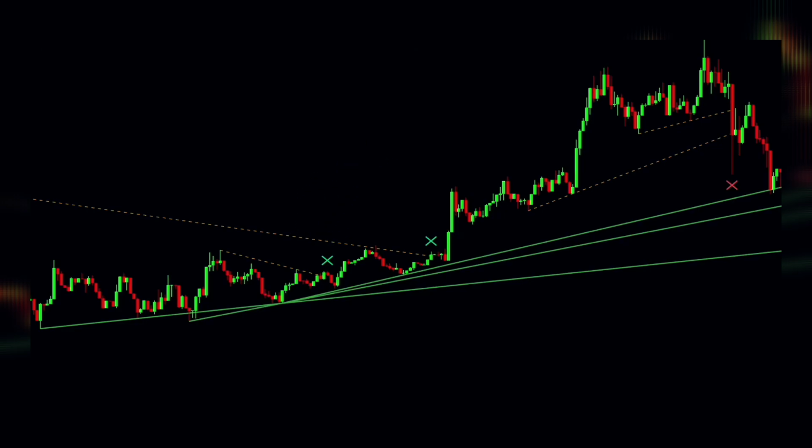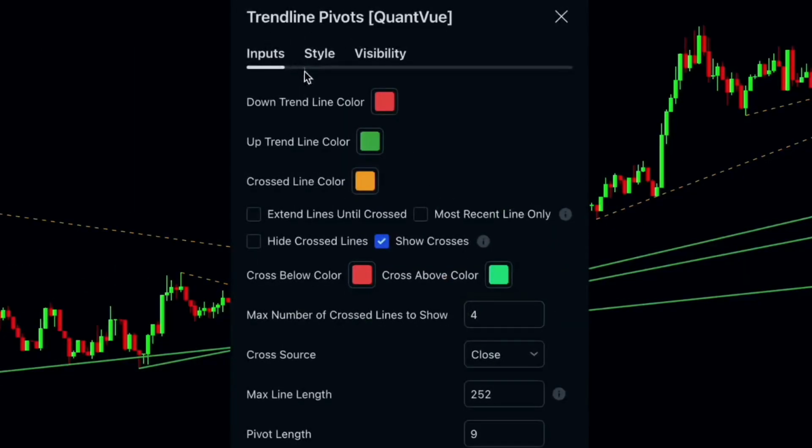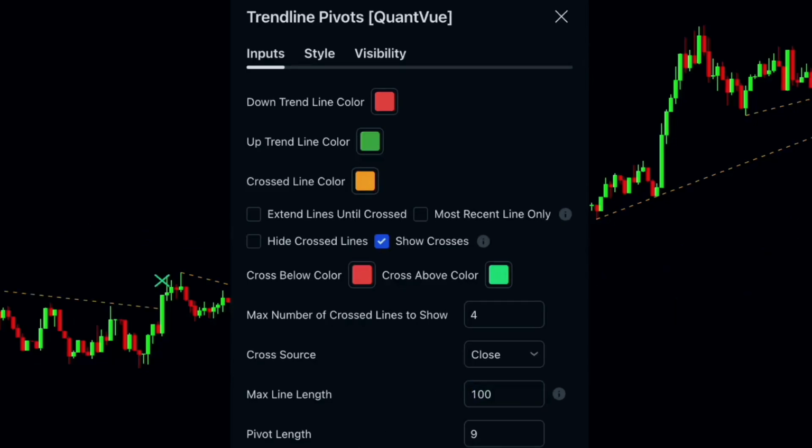The Trendline Pivot indicator is fully customizable. You can adjust line colors, pivot length, and the number of lines visible on your chart. You can even set a maximum length for trend lines. For example, if you set the limit to 100 bars, the trend line will disappear if it isn't broken within that time. This tool works in any time frame in any market.